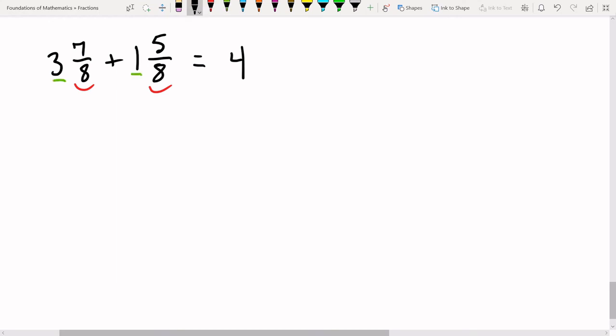Now we can look at the fractional parts. 7/8 plus 5/8 is 12/8. Now this isn't the correct answer because a mixed number is supposed to be a whole number with a proper fraction. Okay? It needs to be proper. In this case, we have an improper fraction, so we need to make it into a proper fraction. Now this is actually the same thing as 4 plus 12/8. That's what a mixed number is. It's just a fancier way of writing that. And 12/8 is, by its own nature, a mixed number.